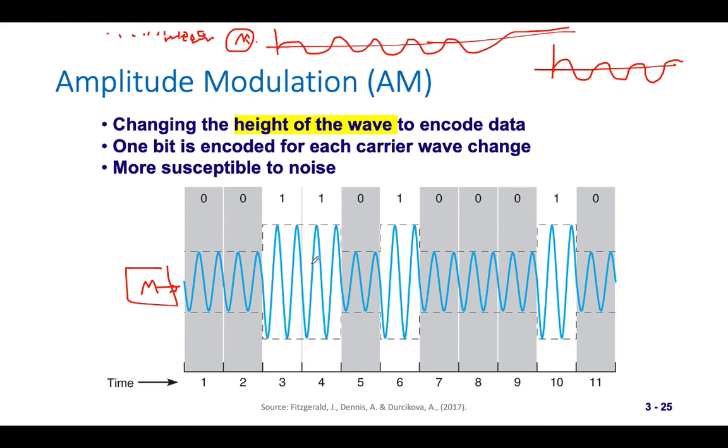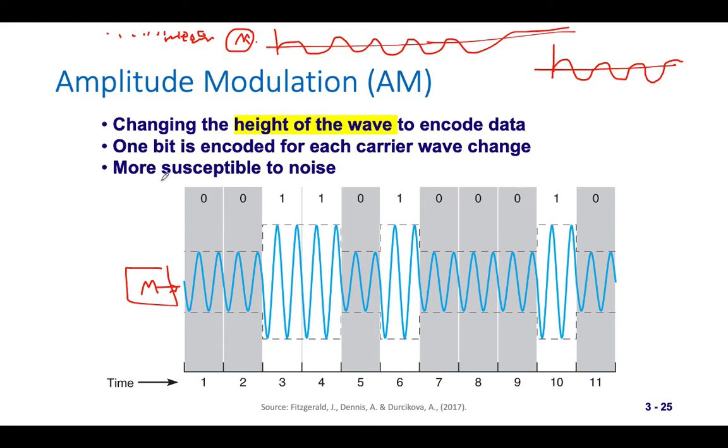So I will modify the highest. Every time I want to send a digit 1, I will modify the highest. As you can see here, only the highest changes when we have 1. What about the number of cycles? It is not changed, still as it is. So modifying the height of the wave, that's what we call amplitude modulation. So we only modify the ups and downs.